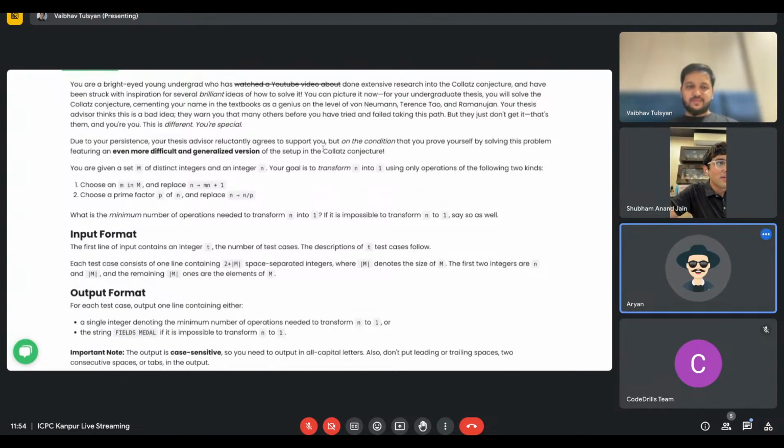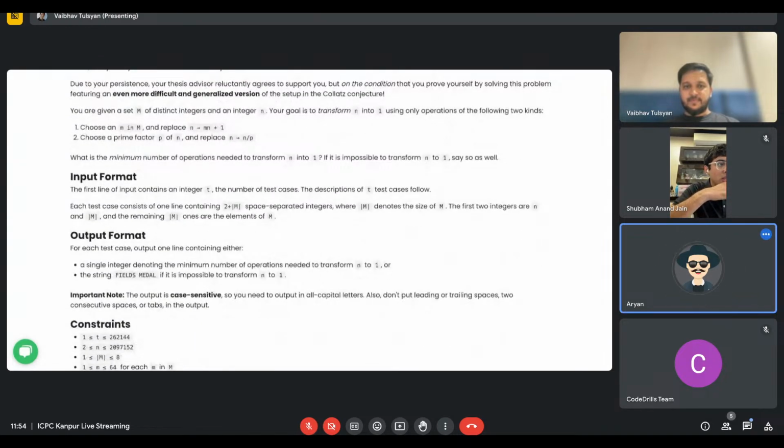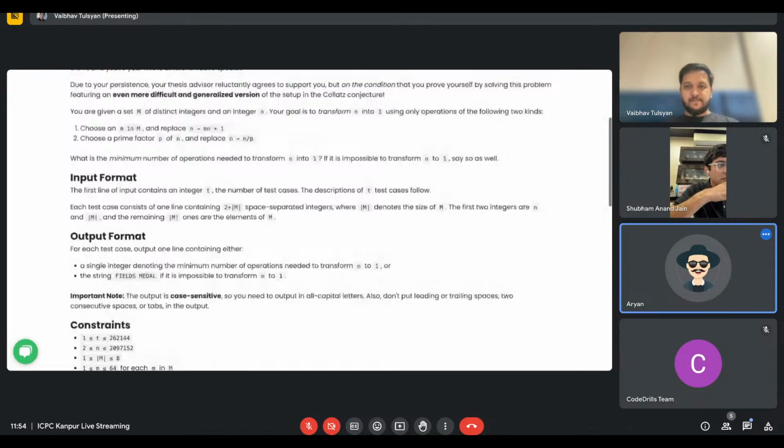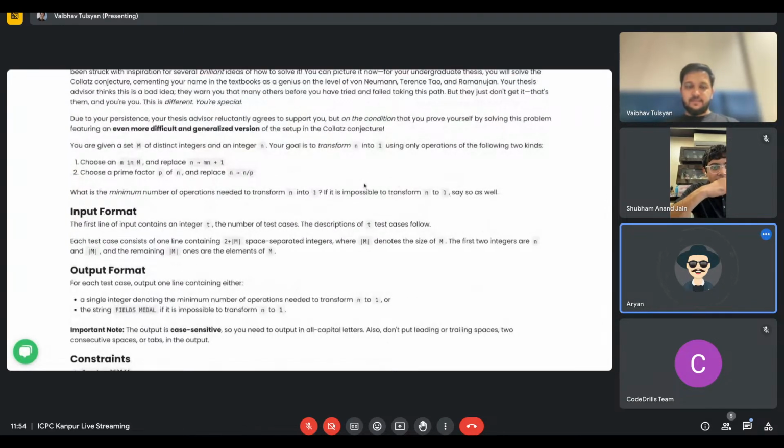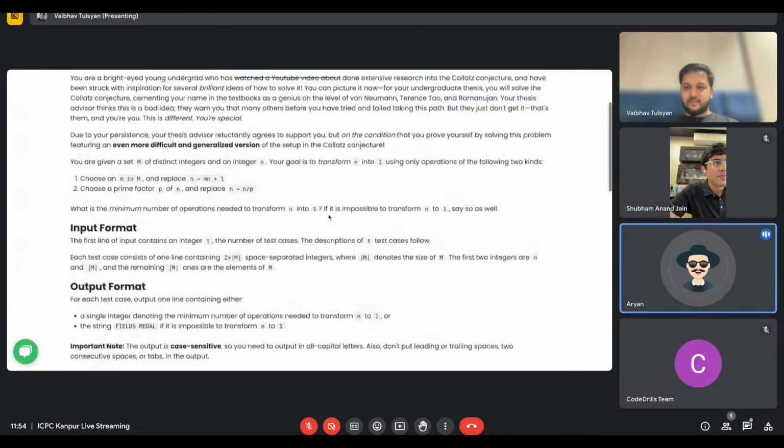Due to your persistence, your thesis advisor reluctantly agrees to support you, but on the condition that you prove yourself by solving this problem featuring an even more difficult and generalized version of the setup in the Collatz conjecture. You are given a set M of distinct integers and an integer n. Your goal is to transform n into 1 using only operations of the following two kinds. Choose an m in M and replace n with m times n plus 1. Or choose a prime factor p of n and replace n with n divided by p. What is the minimum number of operations needed to transform n into 1? If it is impossible to transform n to 1, say so as well.